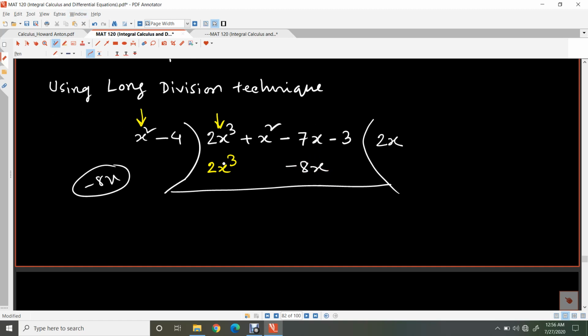Now the next step is subtraction. Let's use subtraction and try to simplify this one. So what we are getting, x squared, now negative 7x, positive 8x, we are getting only positive x, and from this part we are getting negative 3. But this one and this one are cancelled because here we have 2x cube, here we have negative 2x cube.